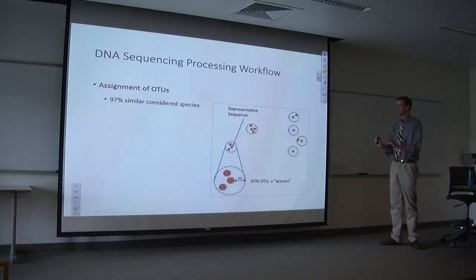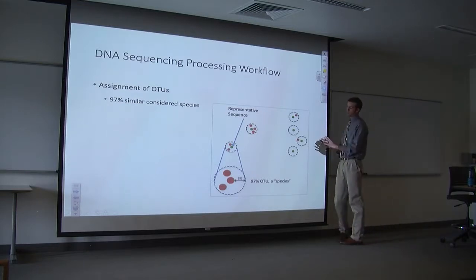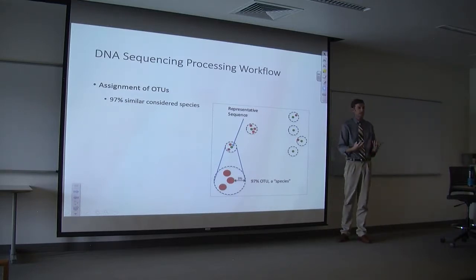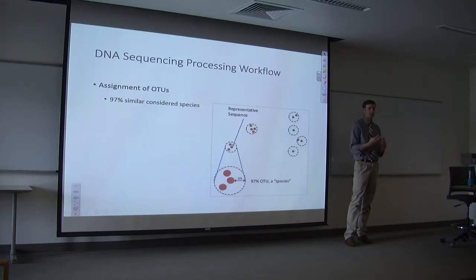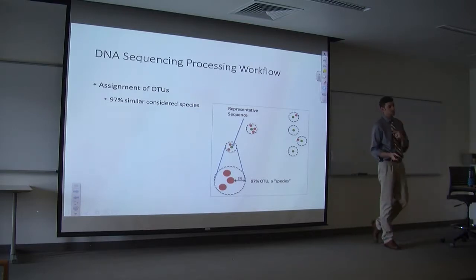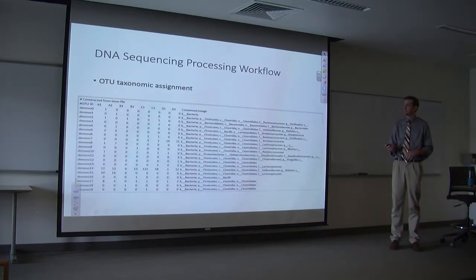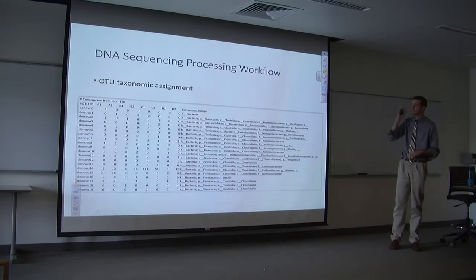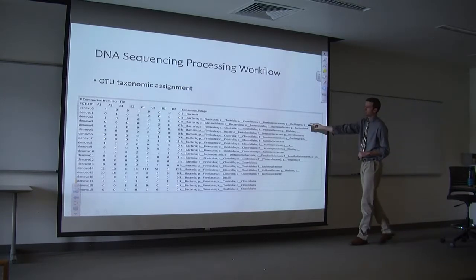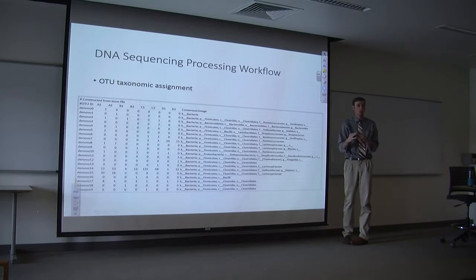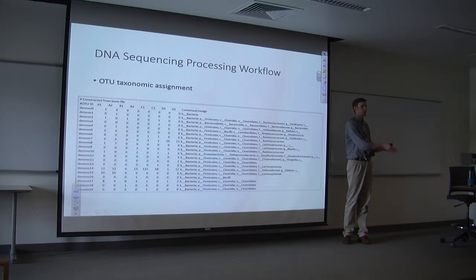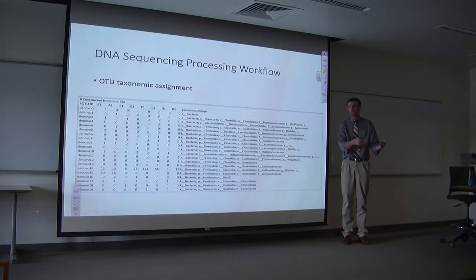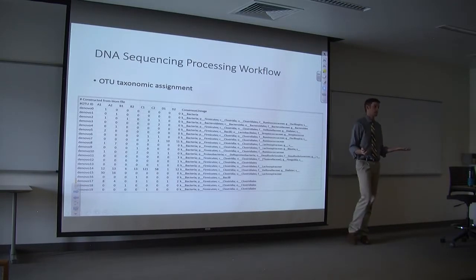And so what we did is we took all of our sequences and we compared their similarity. And anything that was 97% similar, we considered as species. To those species, we then assigned taxonomic assignments. So if this was one group that was 97% similar, we took those and compared them to a database. Whatever they were similar to in the database, we took that taxonomy and assigned it to our groupings.